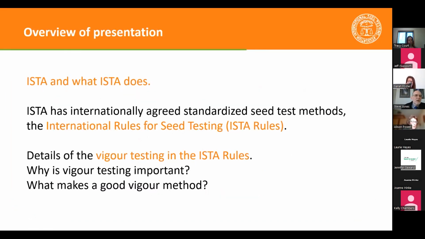So I'm going to start with what ISTA is and what it does, and then talk about how ISTA achieves standardization in its seed test methods. There are the International Rules for Seed Testing, the ISTA rules, and in those there are standardized methods for germination, purity, other seed determinations, moisture, and also Vigour. So it's Vigour that we're going to focus on today. And we're also going to talk about in general why Vigour testing is important and what makes a good Vigour test method.